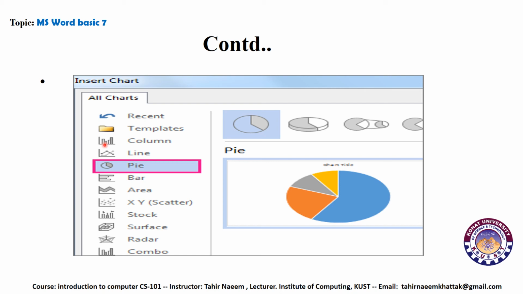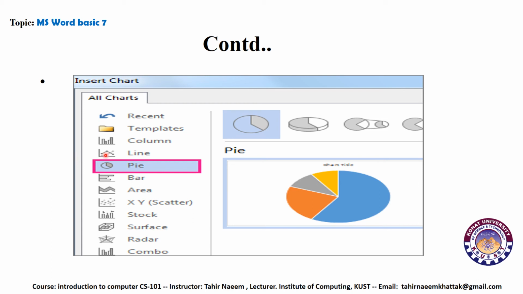Here different columns are given, here different lines, here different pie types of chart, here bars, here different areas, here x and y, here stock, here surface, here radar, here combo are given. So we select the chart according to our requirement.